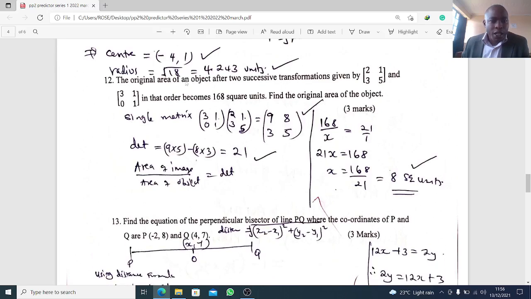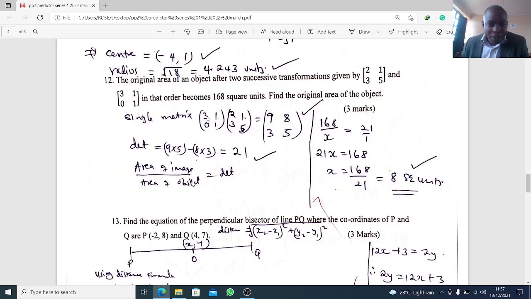The original area of an object, after two successive transformations given by this and this, in that order, becomes 168 square units. Find the original area of the object. Two successive transformations: to get a single matrix that transforms that, it is the second matrix times the first matrix. So the single matrix is this one times this one, so 3101 times 2135, this one.